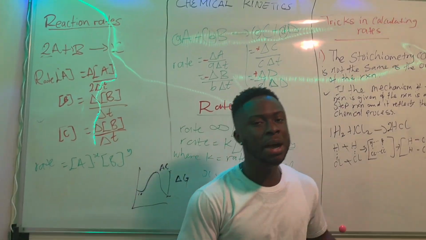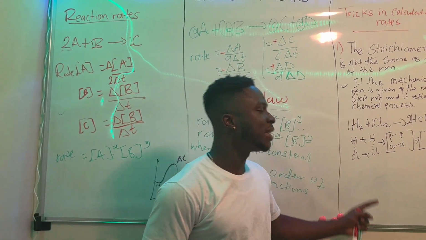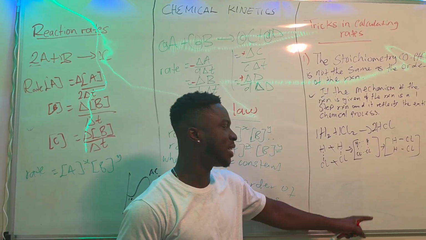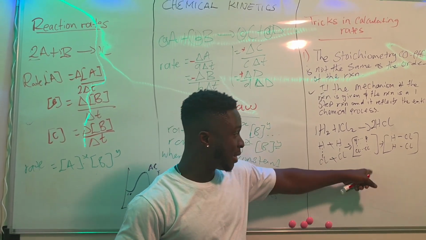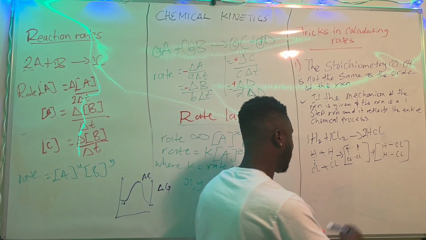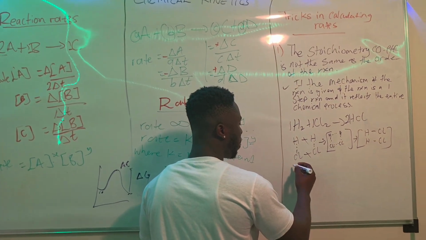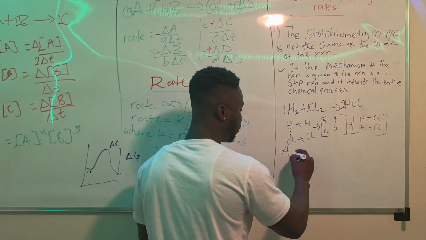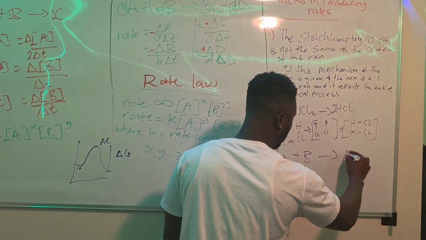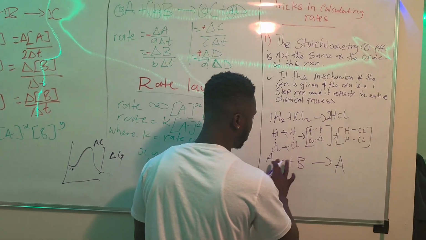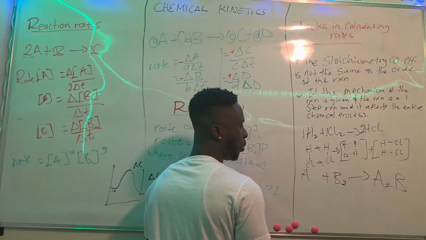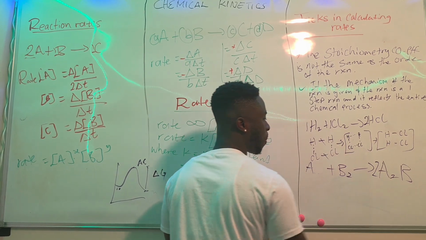The reason why it becomes a little bit gimmicky is that there are some times where even the rate determining step forms an intermediate. Let's do an example. If we have A plus B2 combining to form A2B, let's say it like this.